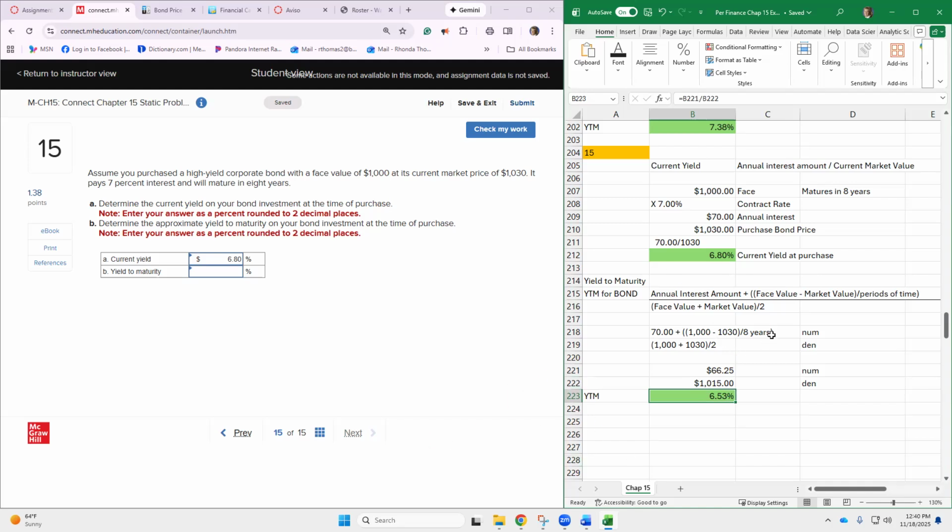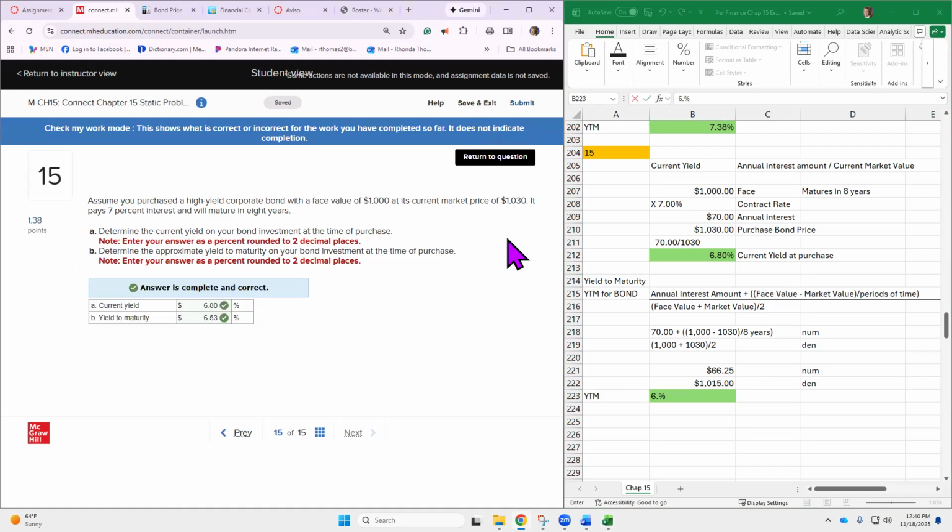Now, here is the difference. The one we did before was a bond we bought at a discount. This time we're buying it at a premium. So when you buy it at a premium, your yield to maturity percentage is going to be lower. Okay, it's going to be lower. The reason is you bought it above its face. Okay, you bought it above its face. So 6.53. So a little smaller yield to maturity than the current yield.